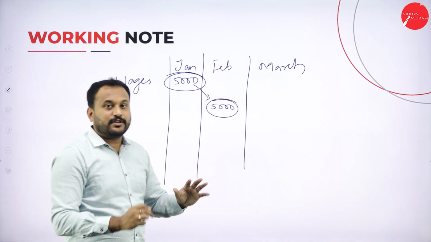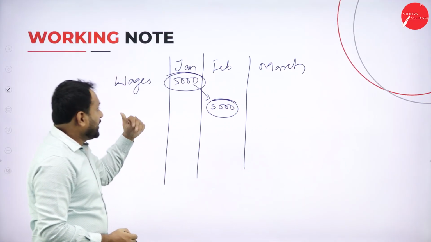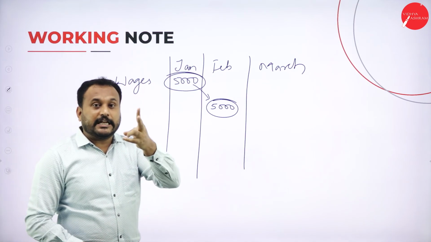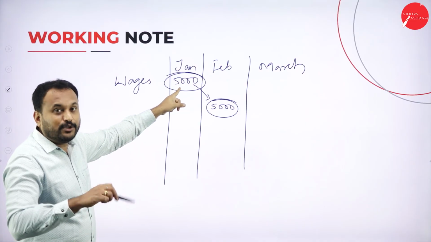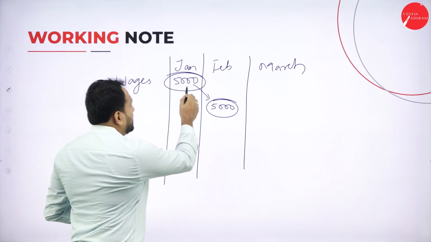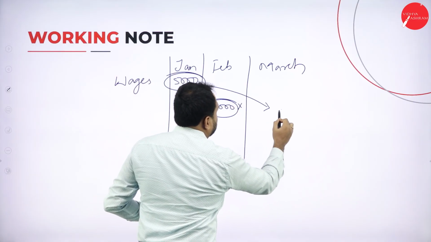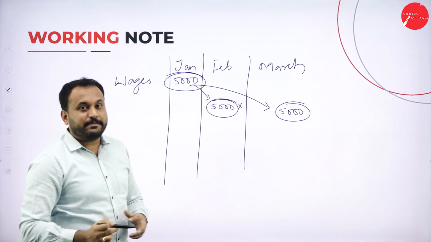Whatever the question is, you are supposed to see the additional information. Supposedly in the question they said wages have a 2 months delay. So this 5,000, when will you give it? You will not give it in the month of Feb. You will give it in the month of March. So that 5,000 you will write here. So this is what the lag in payment is all about.